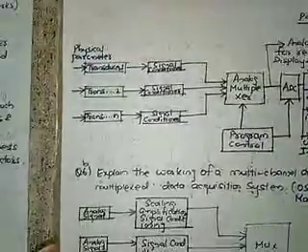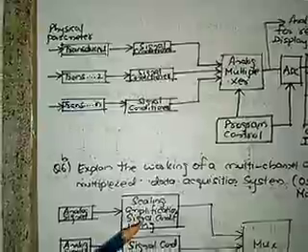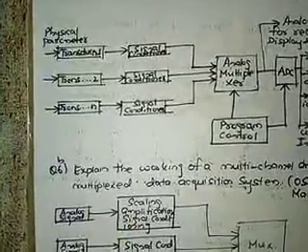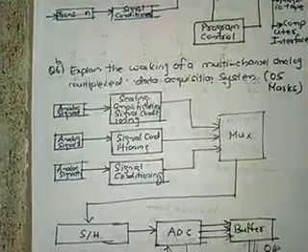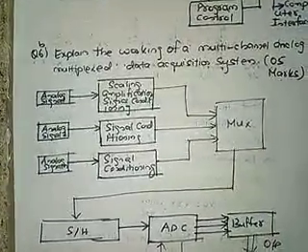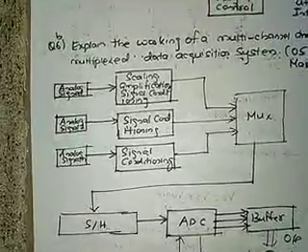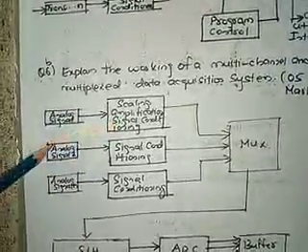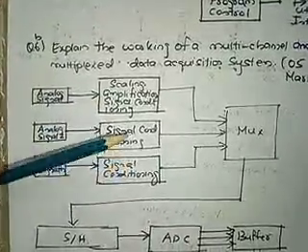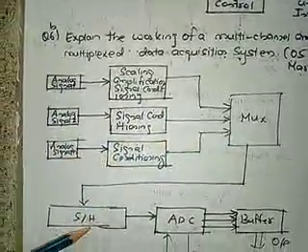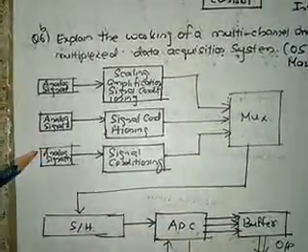Next, question number 6b. Explain the working of a multi-channel analog multiplexed data acquisition system. This is the analog signal, then the next blocks are scaling, amplification and signal conditioning. From there it is applied to the mux block, mux to sample and hold, sample and hold to ADC, then ADC to the buffer. Let us see the functions of these blocks.